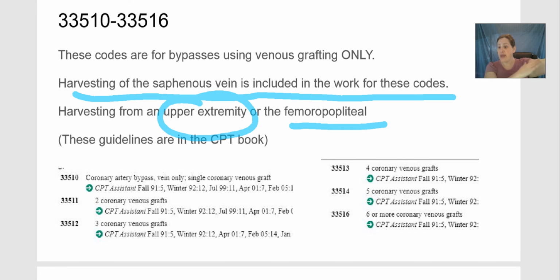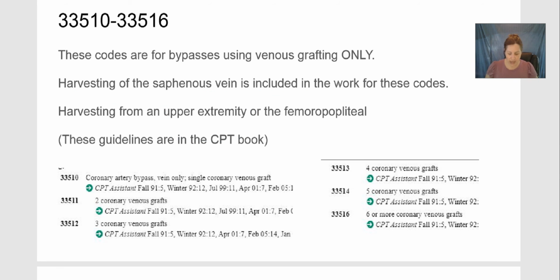Or we can get one from the arm. Guess what? Harvesting from the upper extremity or the fempop is not included in this code, meaning I get to bill extra for this harvest because we used this one instead of the saphenous. So paying attention to those guidelines tells you when you can bill it and when you can't. And guess what? That drives your reimbursement at your doctor's office. So reading those two paragraphs makes all the difference in your money, so that you're not billing when you're not allowed and you are billing when you are allowed.